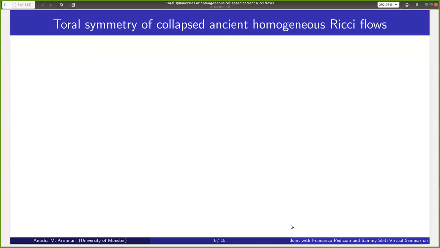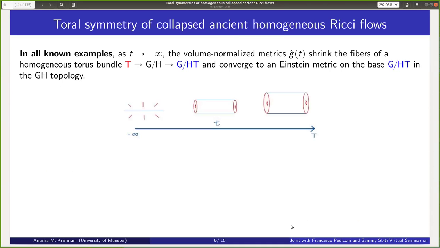Okay, and this phenomenon more generally is what we are interested in. This is also the behavior in all known examples, particularly that as t goes back to negative infinity, the volume normalized metric G tilde is shrinking the fibers of a homogeneous torus bundle and converging to an Einstein metric on the base in the Gromov-Hausdorff topology. So here is my cartoon of what happens as t goes back to negative infinity. This is what we are interested in.